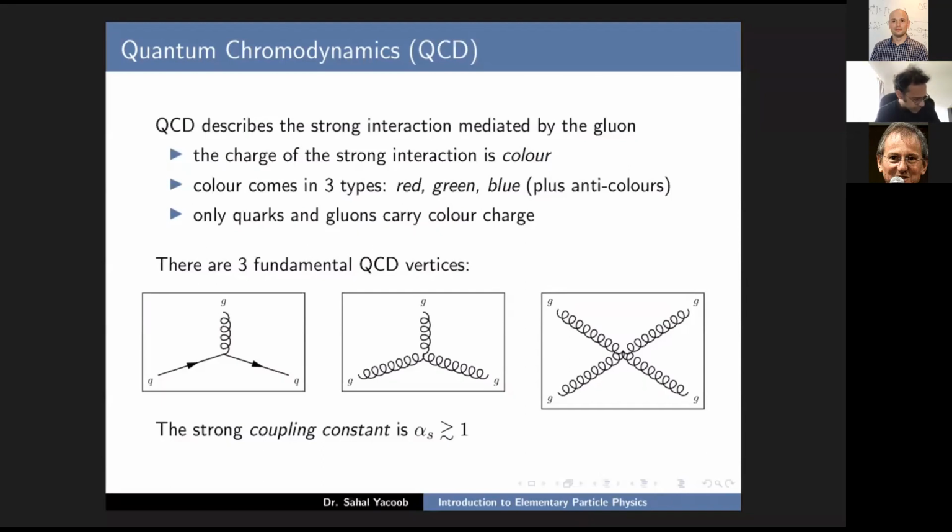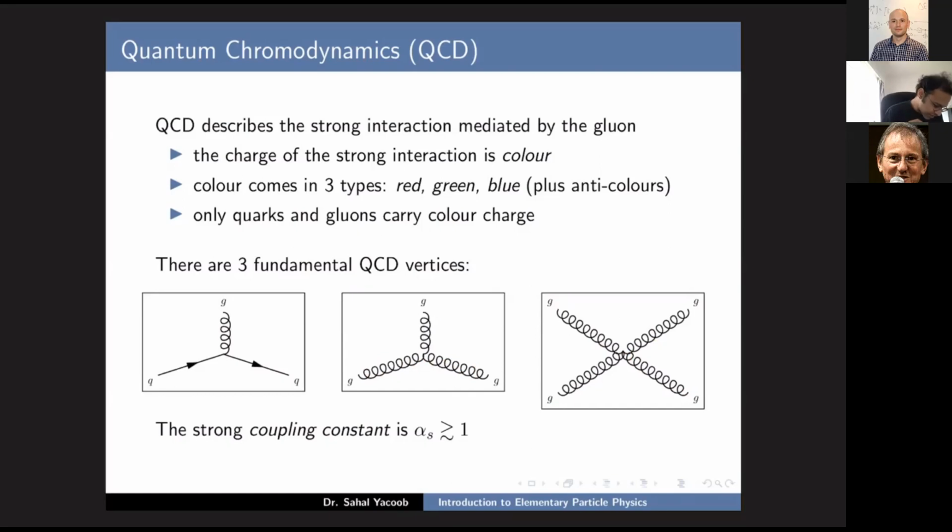There are 3 fundamental QCD vertices. There's one that looks very much like the QED vertex with quarks and a gluon. But because in this case, our mediating particle, the gluon, carries the charge, we have these additional diagrams where we have a 3-particle gluon vertex, and this one really unusual one, which is 2 incoming gluons interact directly and scatter off each other to give 2 outgoing gluons.